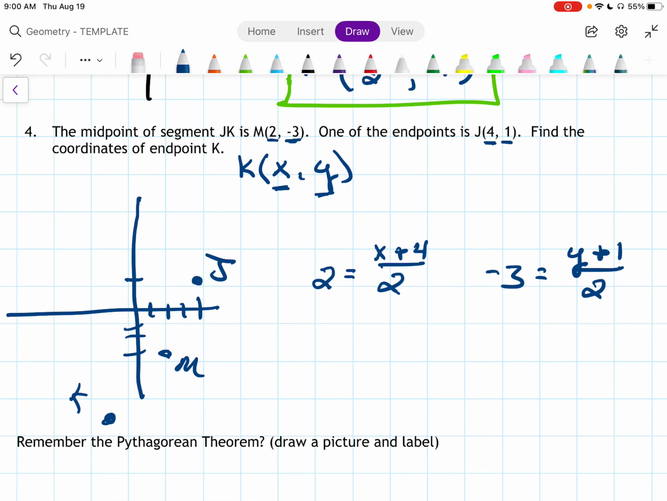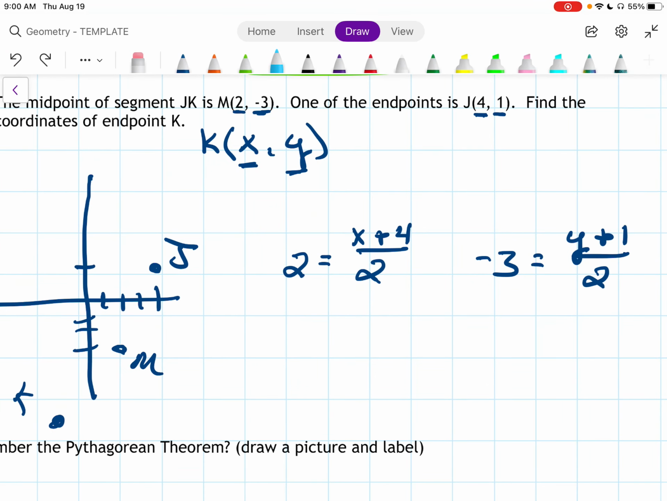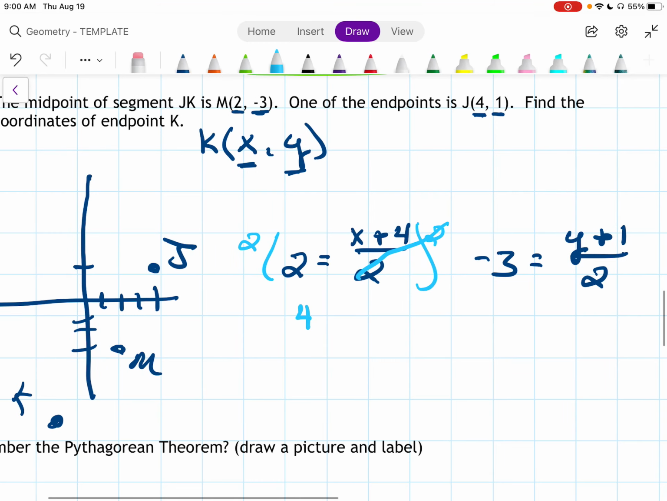All right. Again, what I'm saying here is I have my x and my other x divided by 2 to give us my midpoint. So let's solve this one on the left. To do that, I will multiply both sides by 2 to get rid of the denominator. And that's going to give me cancel on the right, and I'm going to get 4 equals x plus 4. All right, I'll subtract 4 from both sides, and I'll get 0 equals x.